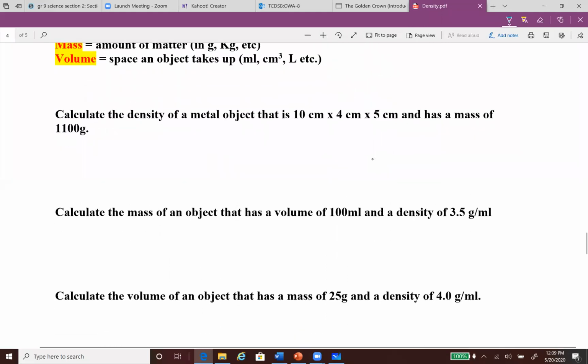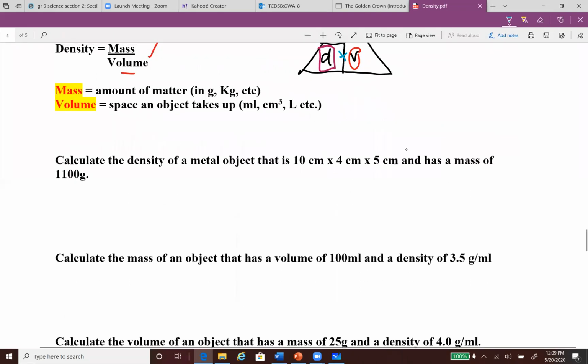So we're going to do 4 questions on density, all right? So let's start with a really simple one. What we're going to do is calculate the density of a metal object, which means that we are going to have the mass and we're going to have the volume. So according to this, we have an object that has a mass of 1,100 grams. And it has a volume that we'll actually need to calculate.